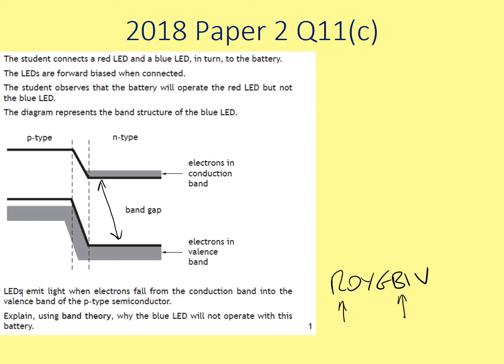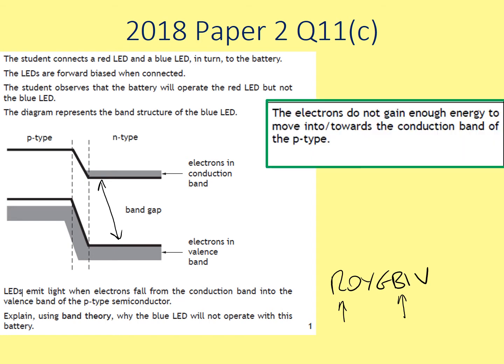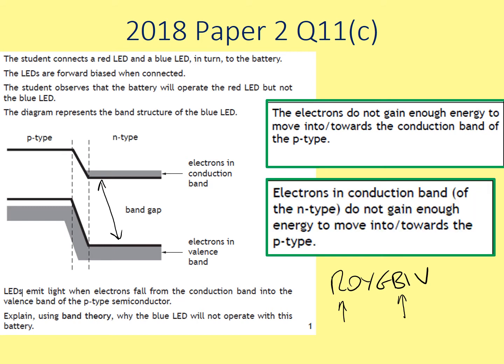And that's because the red LED has a much smaller band gap, so we have enough energy in order for the LED to be able to move an electron from the conduction band to the valence band and emit it as a photon of light. The electrons in the conduction band in the blue LED don't gain enough energy in order to move towards the p-type material.